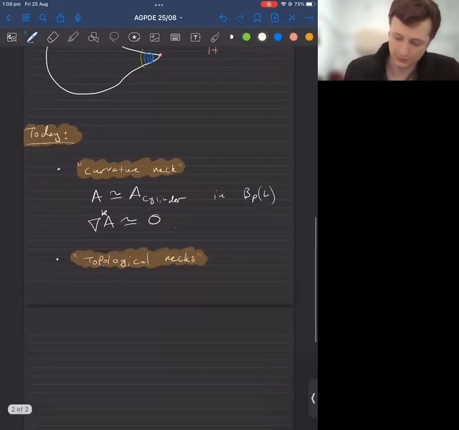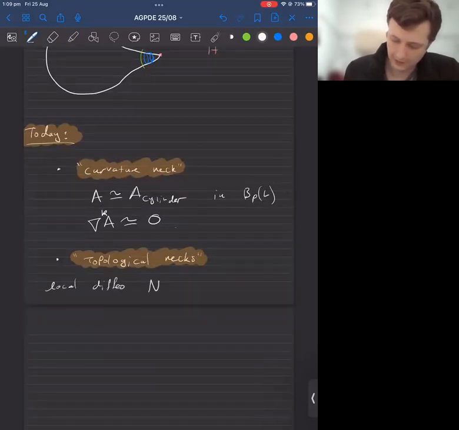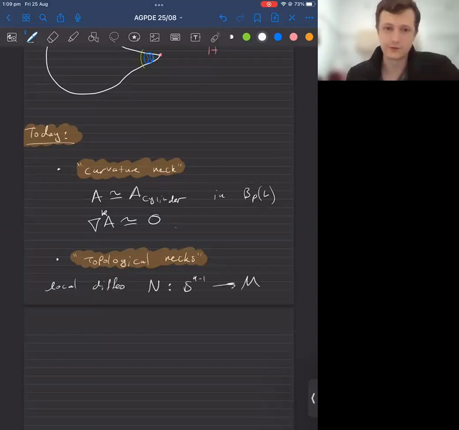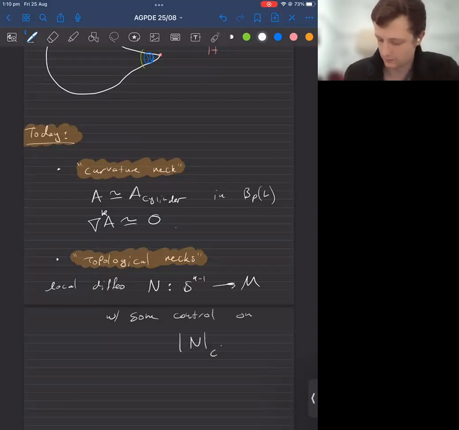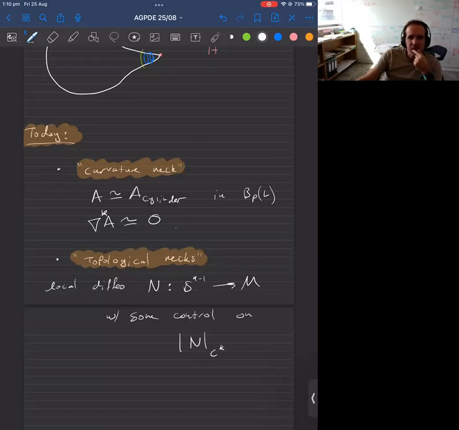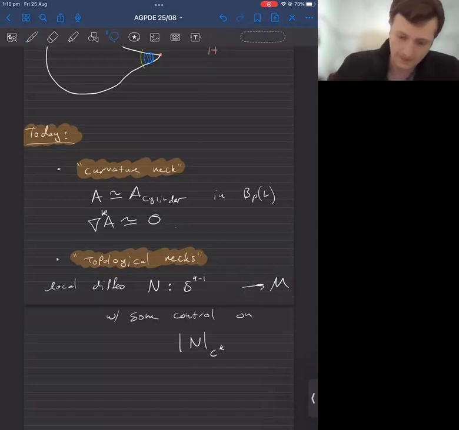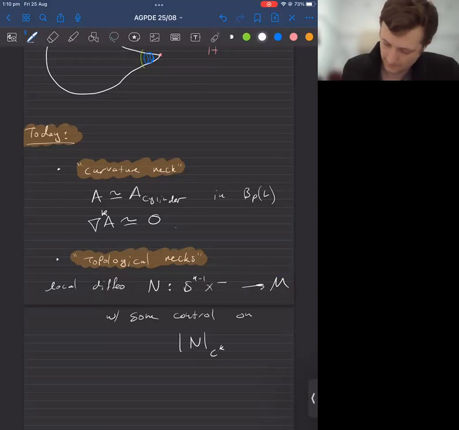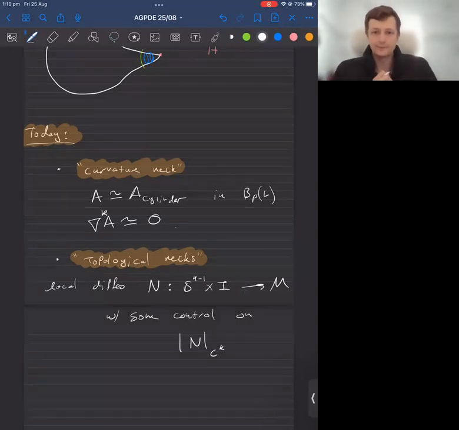Okay, so that's like a local diffeomorphism from the cylinder into our hypersurface, right? With some control on the C^k norm, say. Yeah, with some control on that. Cross, okay, R, so right? Yes, sorry. Cross some interval I. Yeah.